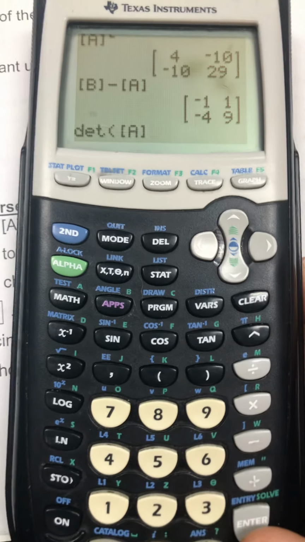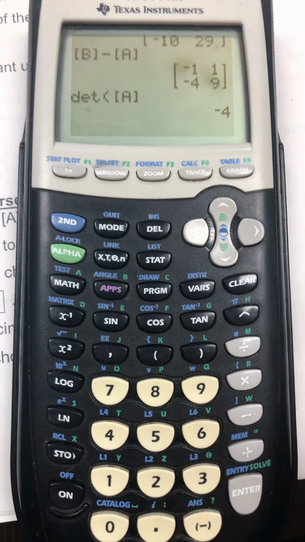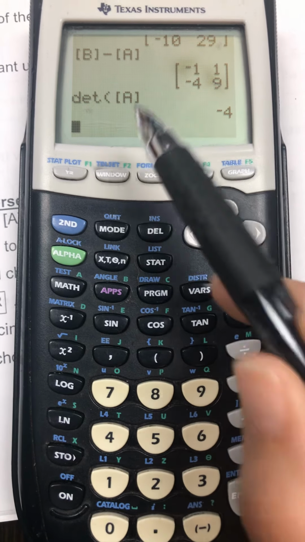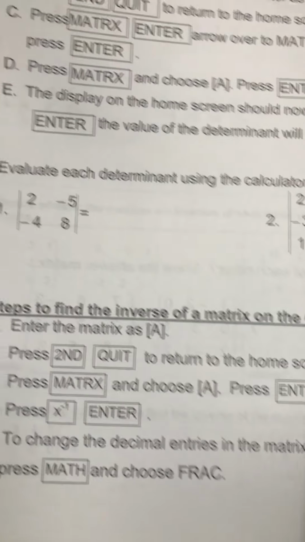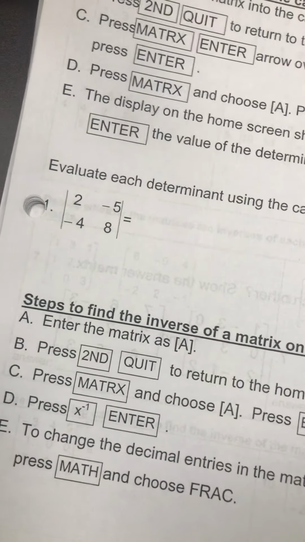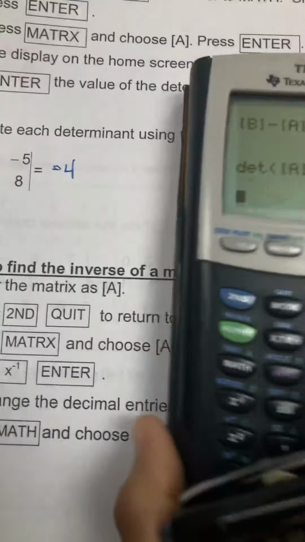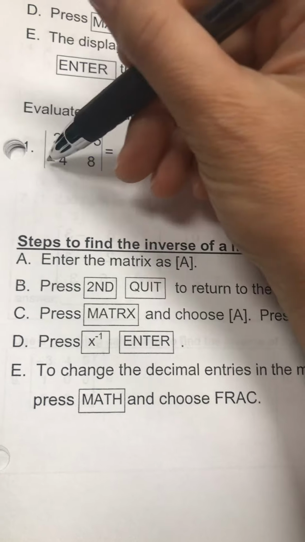And now you're going to hit enter. So we chose determinant, and then we chose the matrix, and it gives you the answer, which is -4. Let me write it on my paper. Let me try to move this out of the way. Okay, -4. So it did the calculation for us. If we wanted to do it by hand, you could do A times D minus B times C, but the calculator's doing it for us now.